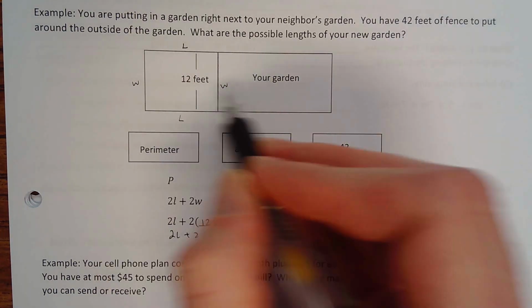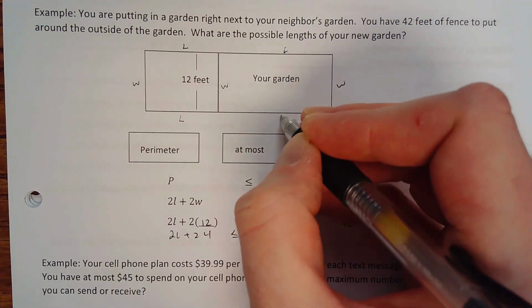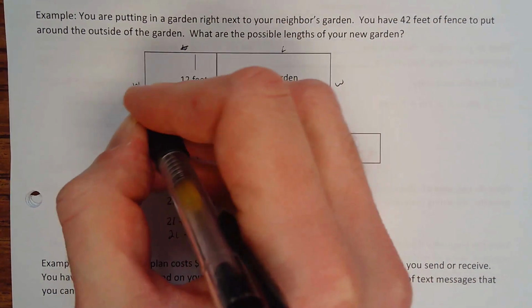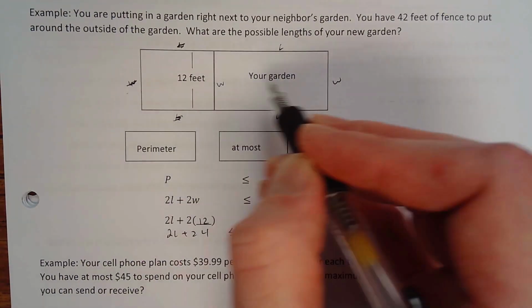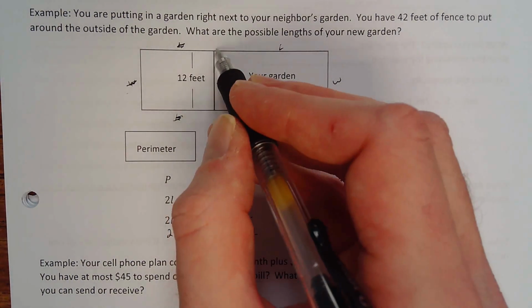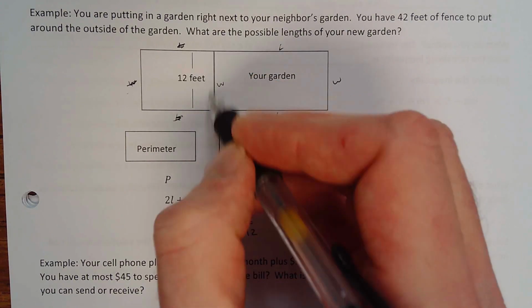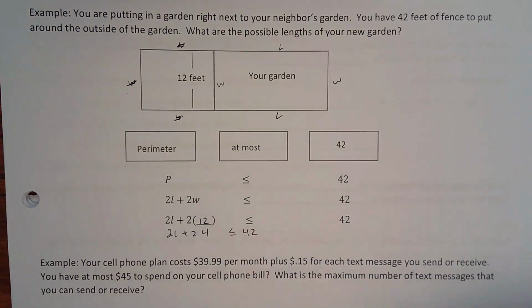I'm sorry, this is my neighbor's garden. I should say W and L here. I got it backwards. Okay, so here's the neighbor's garden. Here's my garden. I'm going to put it right next to it, so I have to have the same width as him. Well, he has 12 foot, so I'm going to do 12 foot.